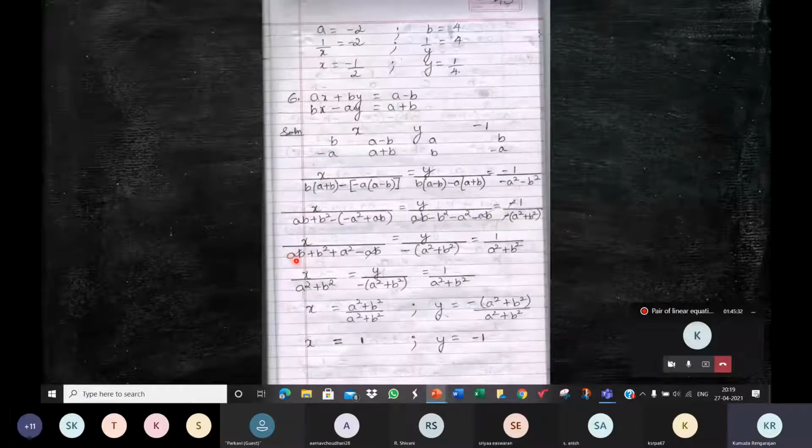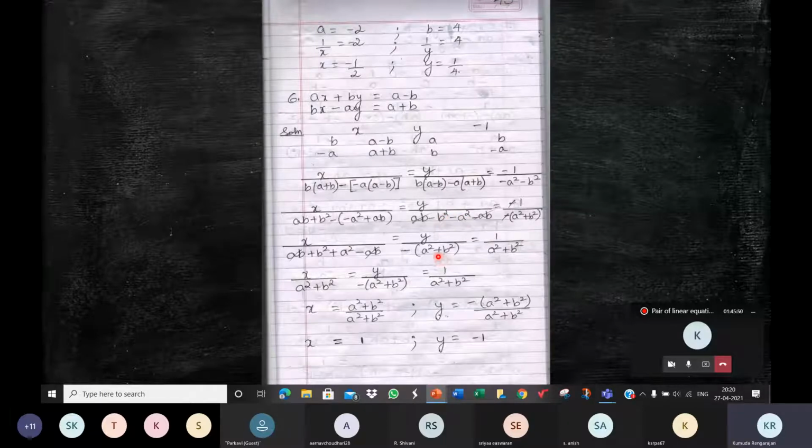And here what happens? AB minus AB cancels. So you have x by A square plus B square is equal to, here also we have 1 by A square plus B square. So we look at this one. When you look at this, it's y by minus A square minus B square.